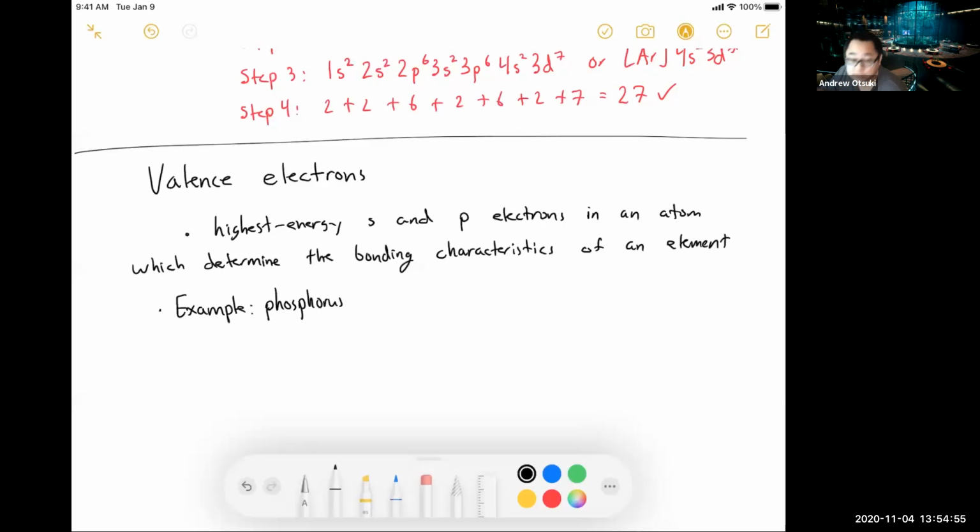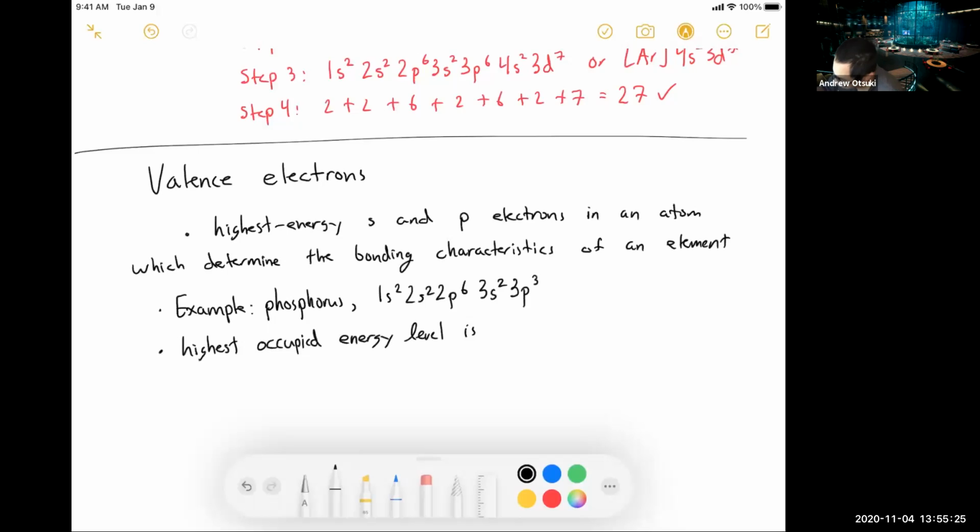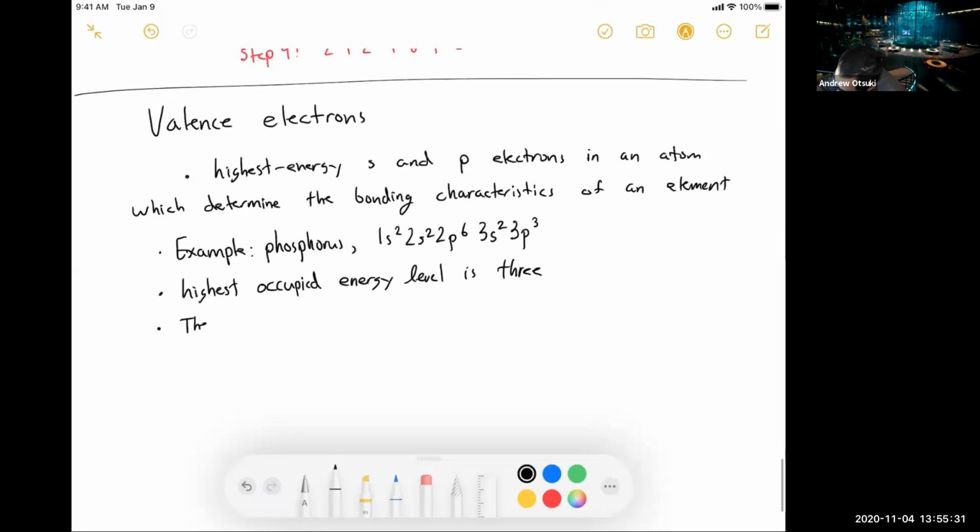So example here, phosphorus, the electron configuration is 1s2, 2s2, 2p6, 3s2, 3p3. So we look at the highest occupied energy level. Highest occupied energy level is 3. And we have our 2s electrons and 2p electrons.